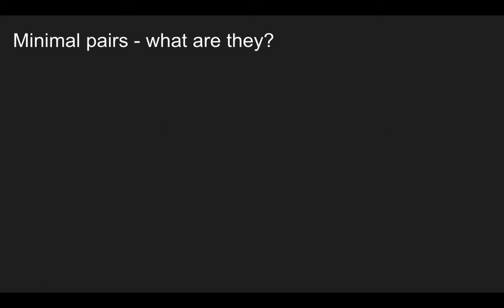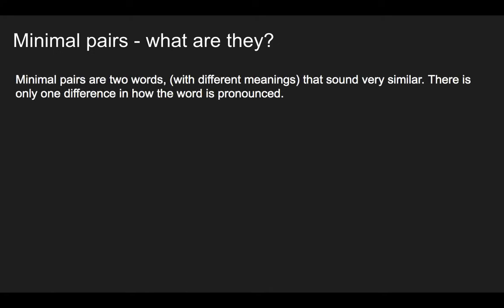So minimal pairs, what are they? A minimal pair are two different words with different meanings that sound very similar. There is only one difference in how the word is pronounced. Okay? And there are three different types of minimal pairs.